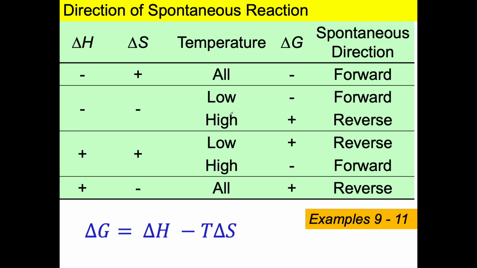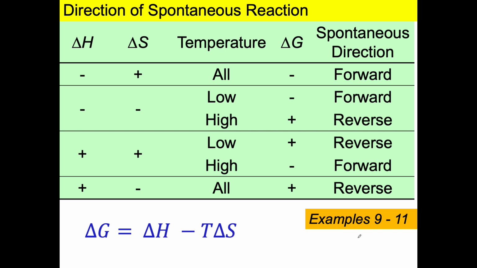But when you go to high temperature, this second term is now dominant. You can ignore this one. This term, negative for the entropy times the negative, is a positive term. That means it's going to be spontaneous in the reverse direction. And if you reverse the situation and say they're both positive, then the result comes out that at low temperature, the reverse is spontaneous, and at high temperature, the forward is spontaneous.